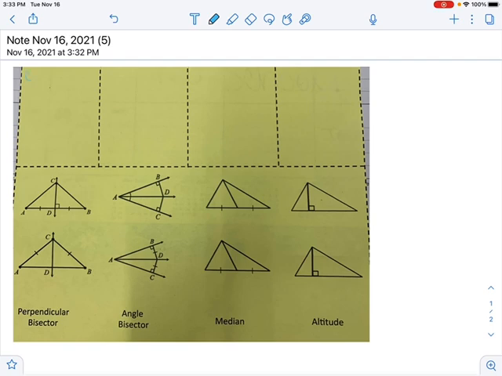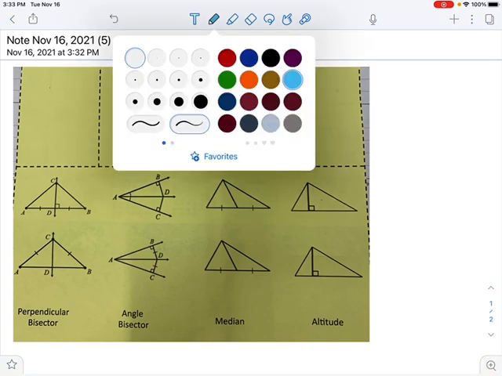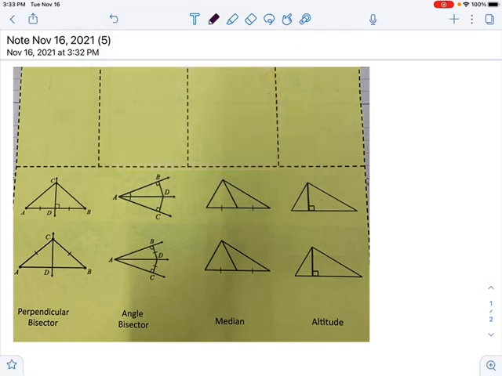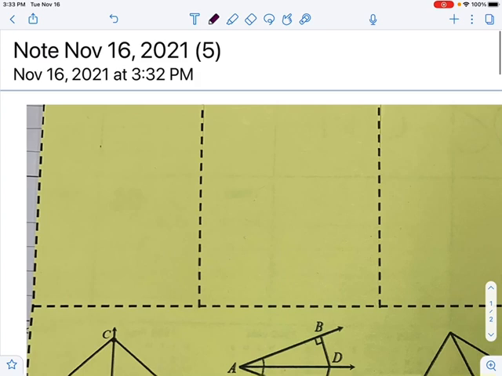Let's change that color actually. There we go. Cuts the base into 2 congruent parts.